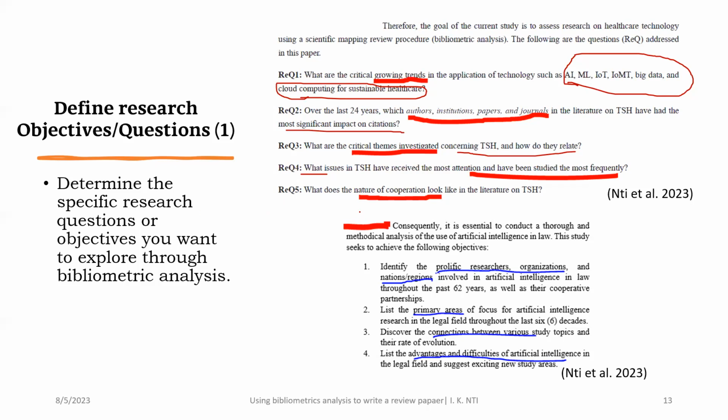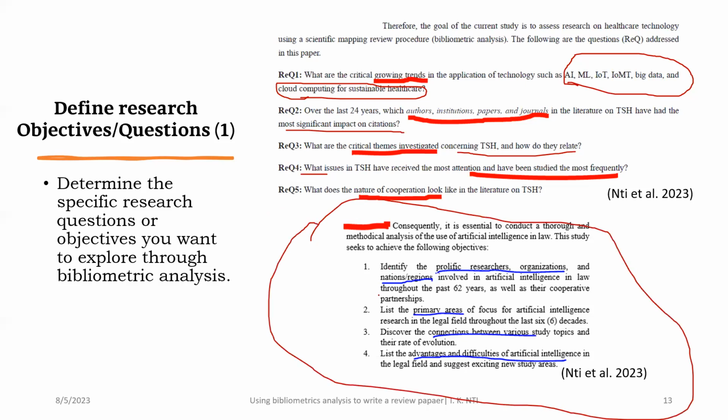Then let's observe this paper also. This is one of our published papers also. Let's look at the research objectives. Number one, identify the prolific researchers, organizations, and nations involved in artificial intelligence in law. So they're trying to see which authors are trending, which authors are publishing more, which institutions are publishing more, which nation is more involved when it comes to using AI to solve problems in law. Then they are looking over 62 years specifically.